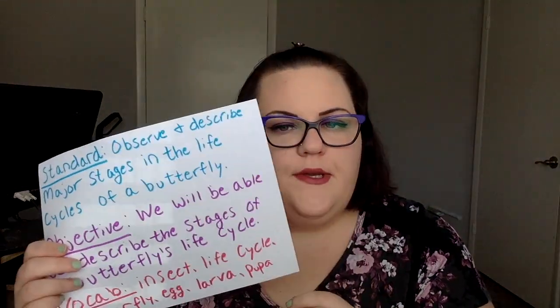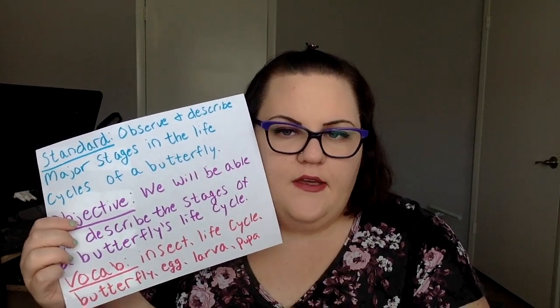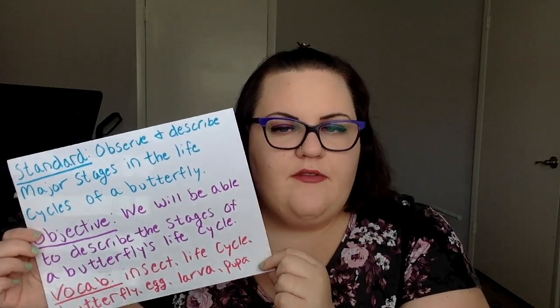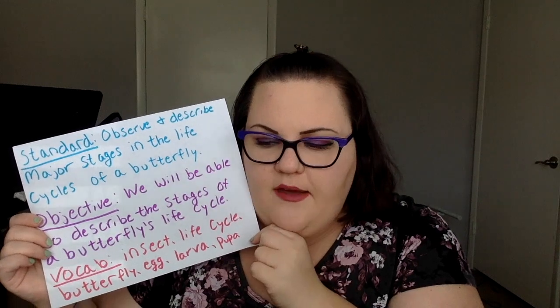Good morning, students. Today we are going to be working on a Venn diagram that compares and contrasts our butterflies and moths. We learned about those yesterday. We are continuing to focus on our standard about the life cycles of a butterfly. You can read all of this. I've gone over it a few times. And if you have any questions, please reach out to me. You know I'm happy to answer any questions you may have.